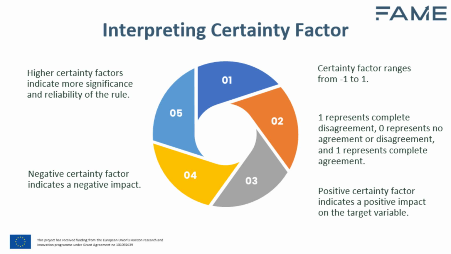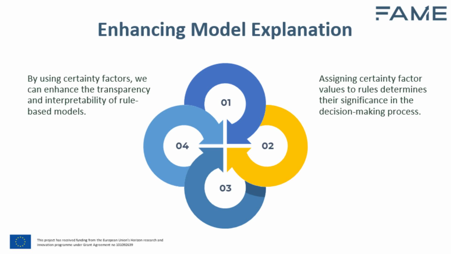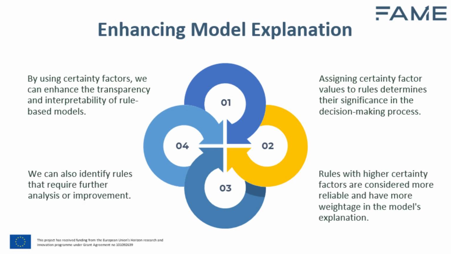Certainty factor-based explainability provides a quantifiable measure of confidence in the rules used in a rule-based model. It enhances the interpretability and transparency of rule-based models by allowing us to understand the importance and reliability of each rule. It also enables us to identify rules that may need further analysis or improvement.